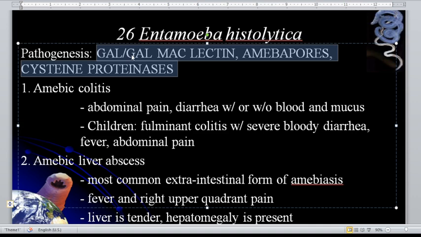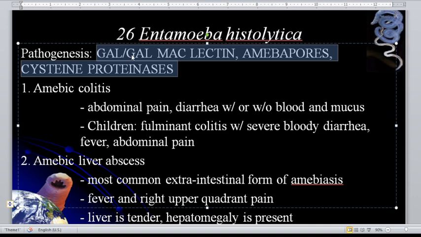Why is it referred to as invasive? Because it has the ability to lyse the tissues. So that is the parasitic form, the invasive one. So what renders it invasive?